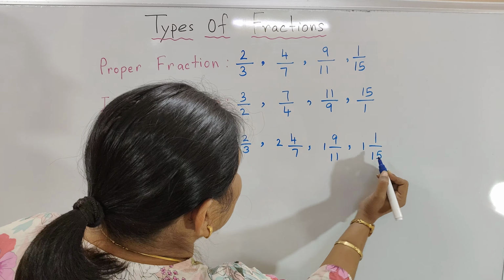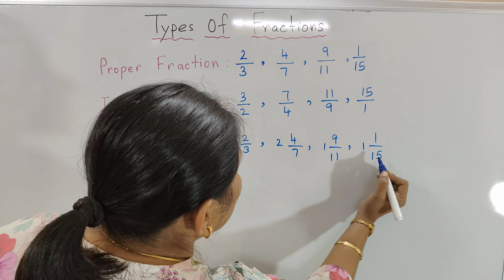So now next, like fractions. Now let me give you a few examples of like fractions. 2 by 3, 1 by 3, 4 by 3, 5 by 3, 7 by 3. Over here we see all the denominators are the same. 3, 3, 3, 3, 3. Only the numerators are different. So these are called like fractions, where the numerators are different but the denominators remain the same.